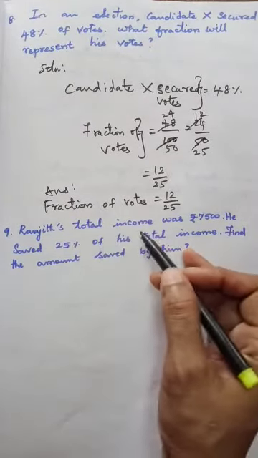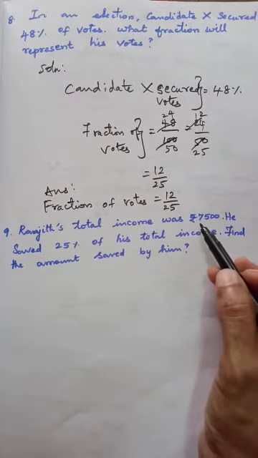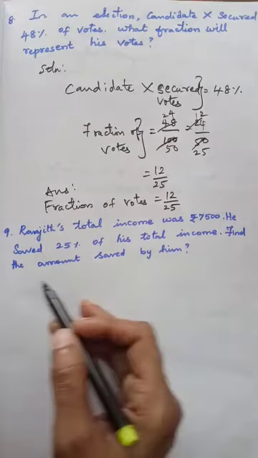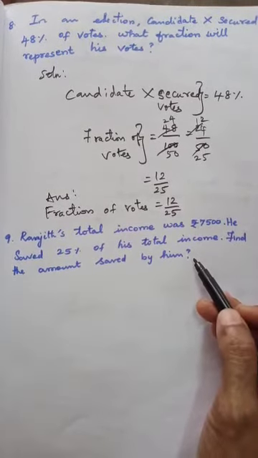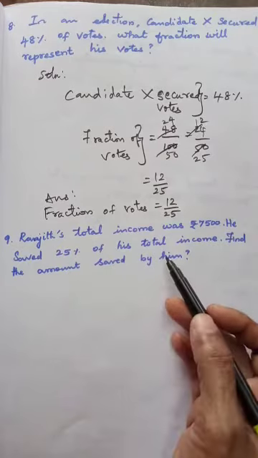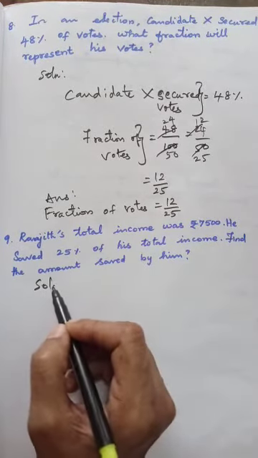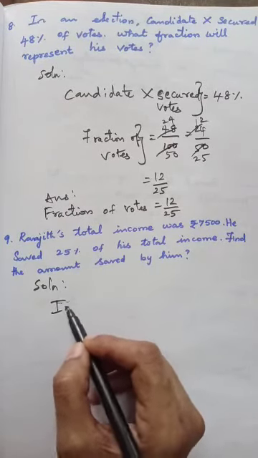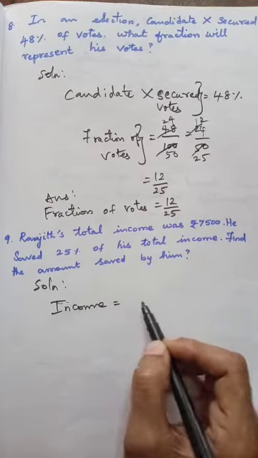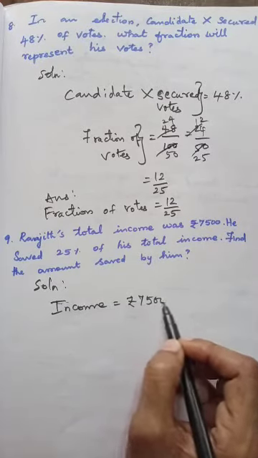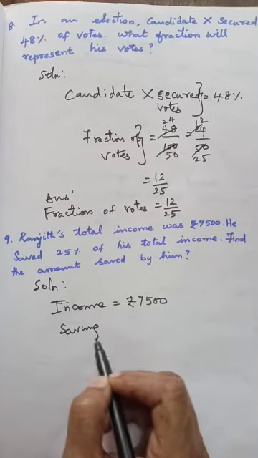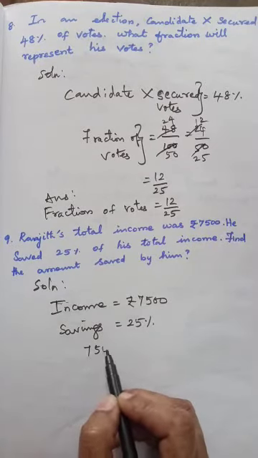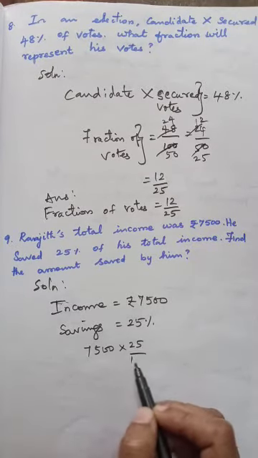Ranjit's total income was rupees 7,500. He saved 25% of his total income. Find the amount saved by him. Okay, he saved 25% of his income. That is the solution. How much is 25%? His total income is equal to rupees 7,500. Savings is equal to 25%, isn't it? So out of 7,500, 25% is how much?